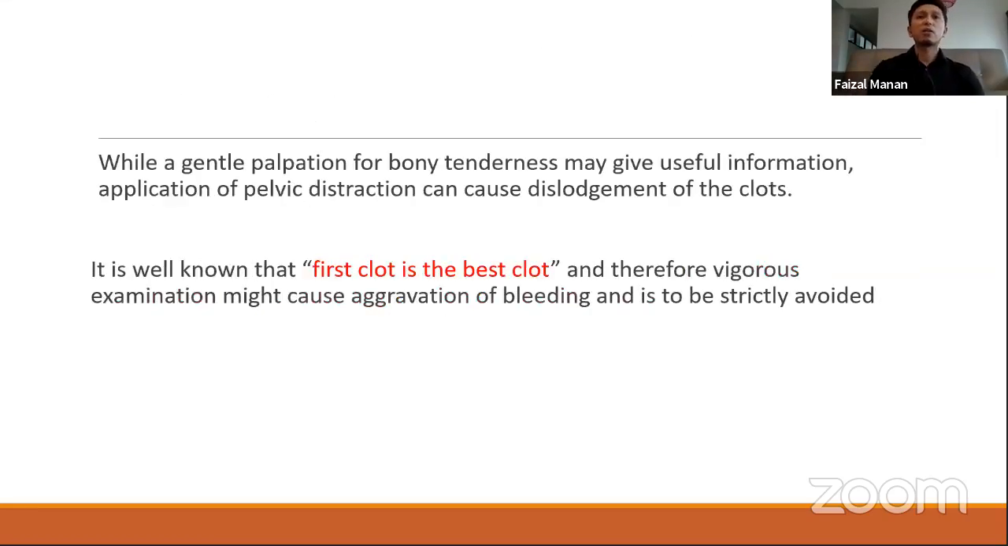While a gentle palpation for bony tenderness may give useful information, application of pelvic distraction can cause dislodgement of the clots. It is well known that the first clot is the best clot, and therefore vigorous examination may cause aggravation of bleeding and is to be strictly avoided. This is with regards to pelvic springing, like Dr. Muazzam explained just now.